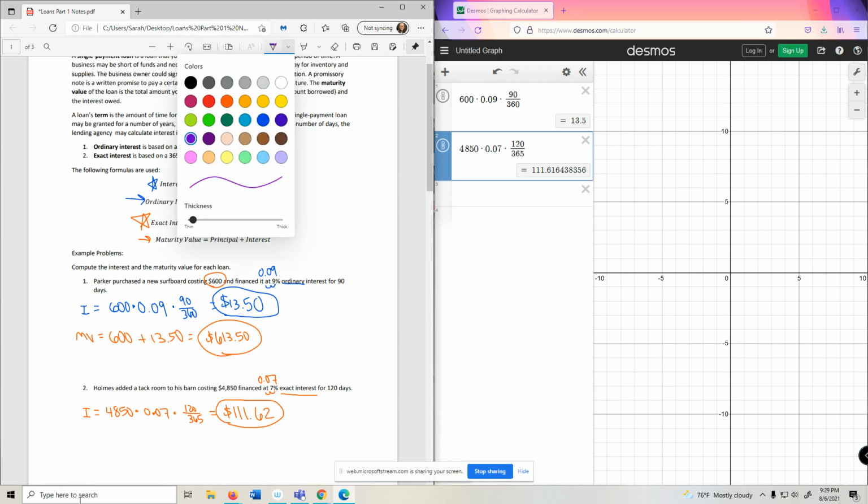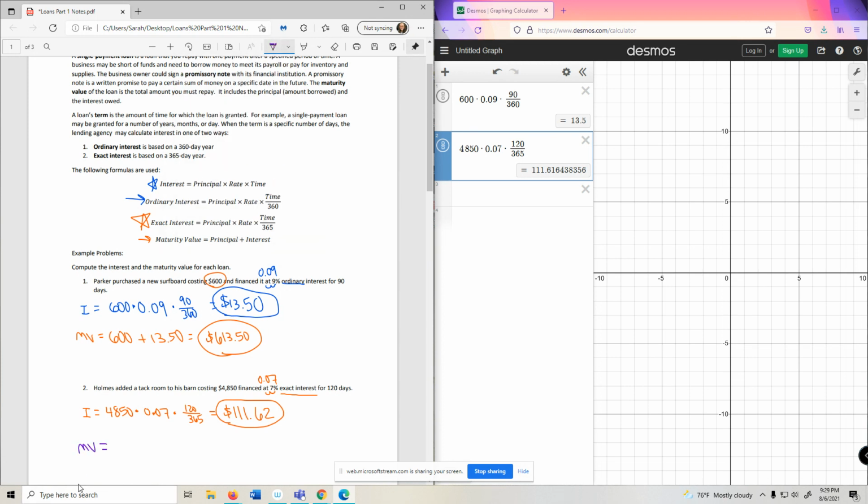And then once again, to find our maturity value, it's going to be the principal, which is the cost of the tack room, plus the interest. And if you would like, you can do that in your head, or you can do that in Desmos. Let's use Desmos just for fun. And we get $4,961.62 when we do that.